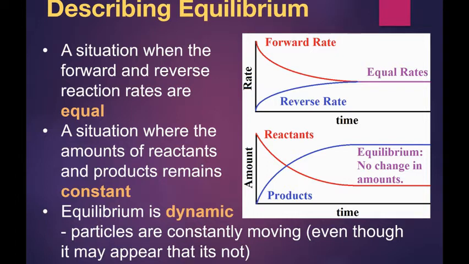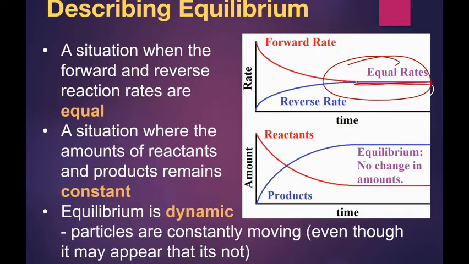Now, when we're looking at equilibrium, we've already talked about this, and I drew up this graph a little bit earlier. But when we're looking at equilibrium, the rate of the forward reaction is equal to the rate of the reverse reaction. So in this case, you have equal rates, okay? And you can see that in this very first graph. Those rates have met up and are equal, okay?